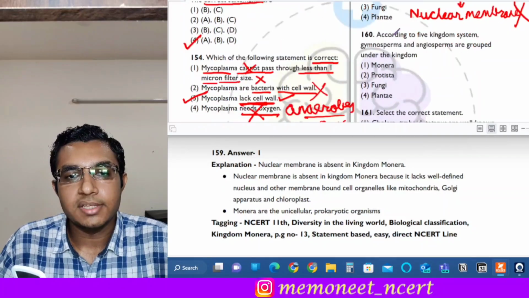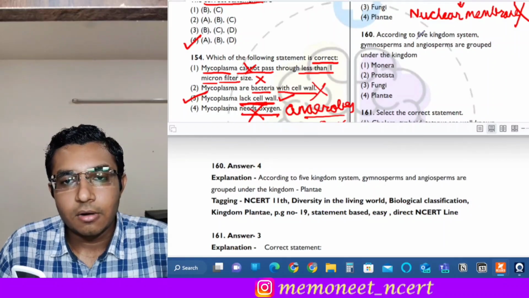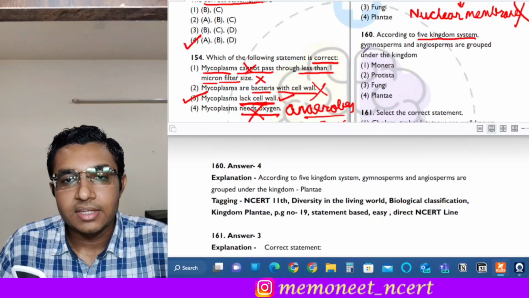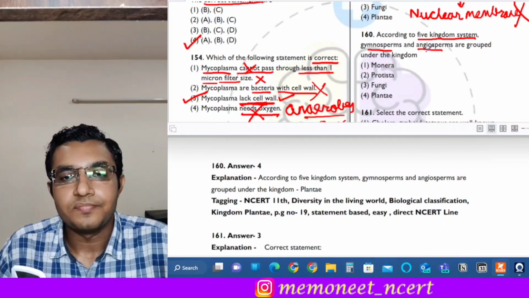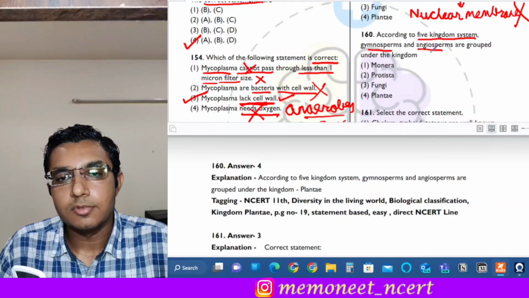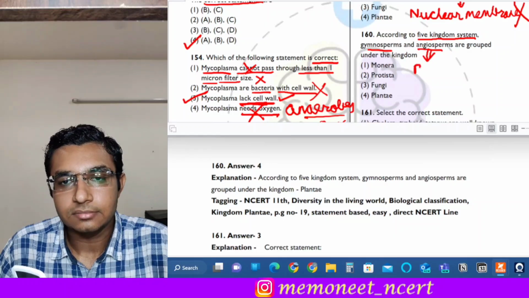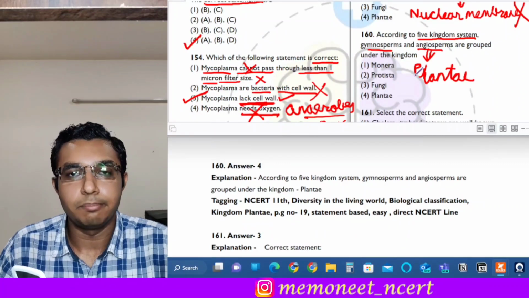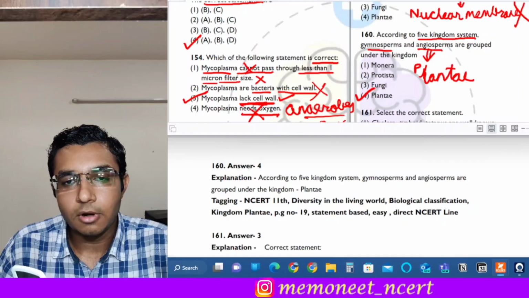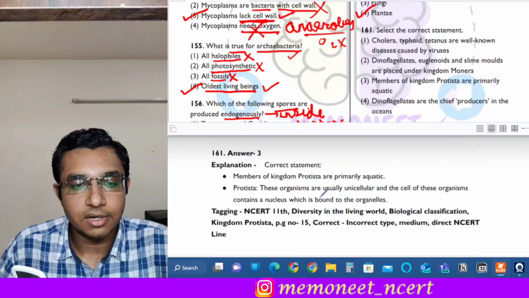So now moving on to the next question, that is question number 160. It states that according to the five kingdom system, gymnosperms and angiosperms are grouped under which kingdom? Okay, now see, gymnosperms and angiosperms belong to the kingdom Plantae. Okay, so gymnosperms and angiosperms are the part of kingdom Plantae. So the correct answer to this question will be option 4. Okay, now moving on to the next question, that is question number 161.